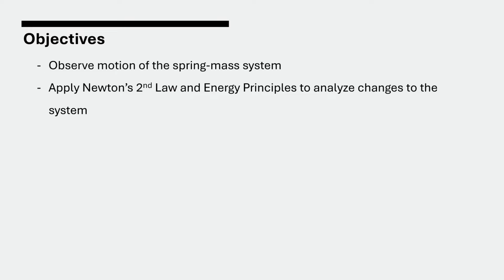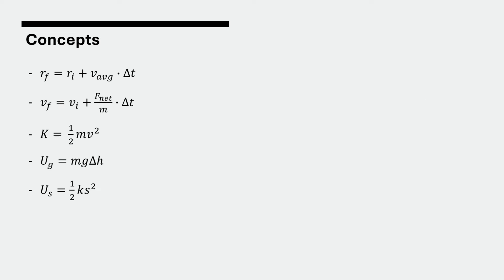The objectives of this lab are to observe the motion of the spring mass system, and while observing that motion, we want to apply Newton's second law and the energy principles to analyze the changes to the system. So some contents: we have the position update formula, final position equals initial position plus average velocity times delta t. Velocity update formula, final velocity equals initial velocity plus F net over m times delta t. The kinetic energy formula, 1/2 mass times velocity squared. The gravitational potential energy formula, mass times the gravitational constant times delta h, which is height.